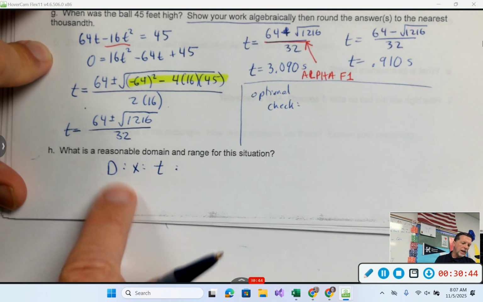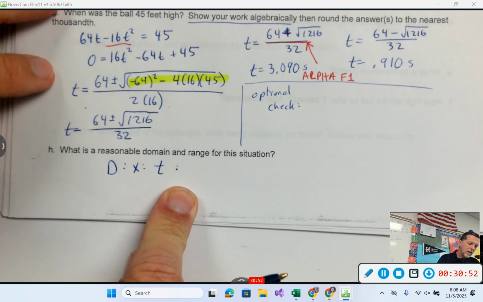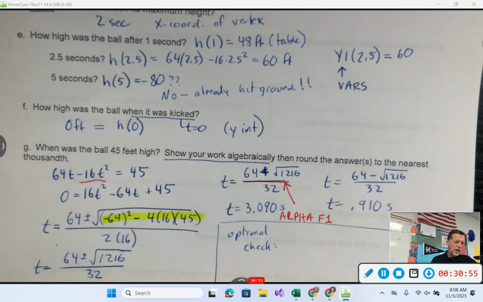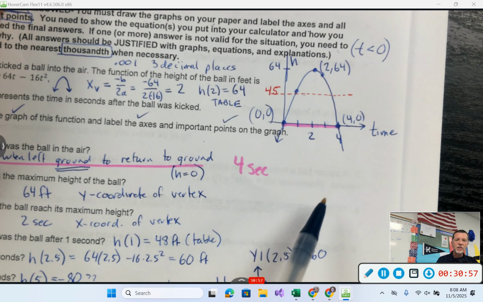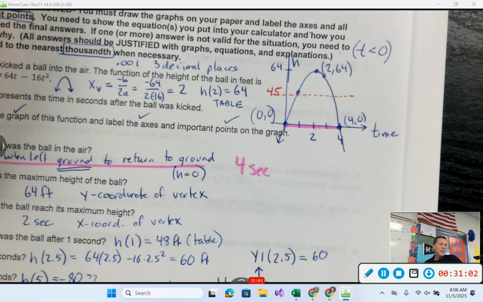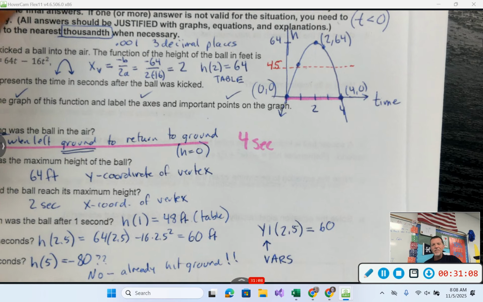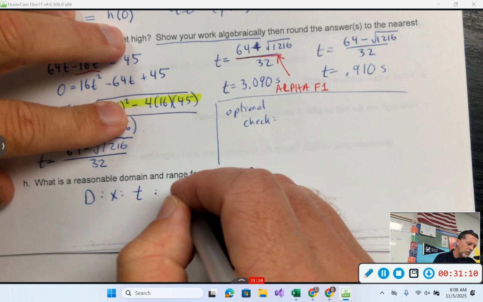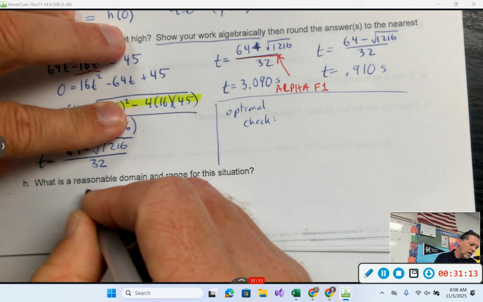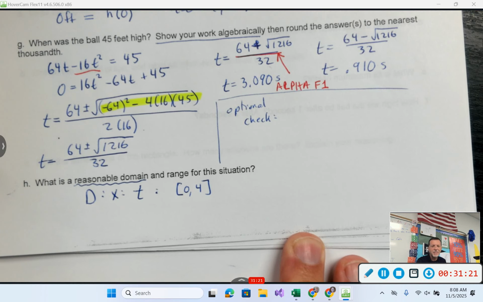That's just me thinking through the process here, because when I think domain, I think X, and then I'm like, wait a minute, I don't really have X's in this problem, I have T's. What span of T values would be a good span for this problem? 0 to 4. Because before 0, that's negative time, that doesn't really make sense. After 4, we've already hit the ground, so that doesn't really make sense. So 0 to 4 is good, that's why it says reasonable. The graph goes on before and after 0 and 4, but it doesn't really have any meaning.